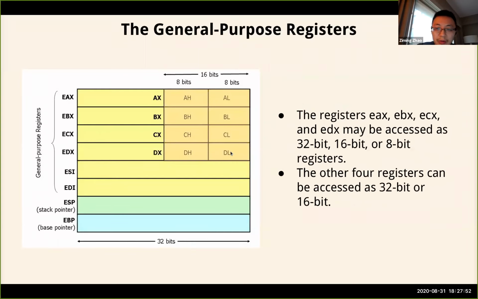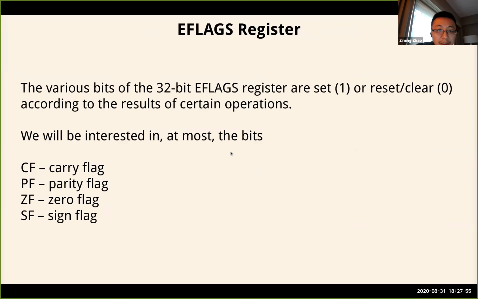So, I already talked about this. Then we have the flags register. This is just one register, 32 bits, and there are many status flags to show what the program status is. For example, there's a carry flag, a parity flag, a zero flag, a sign flag, and instructions may behave differently according to those flags.